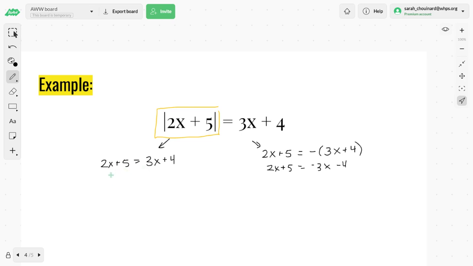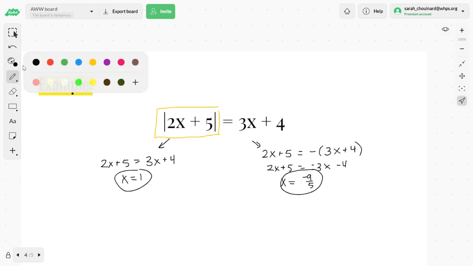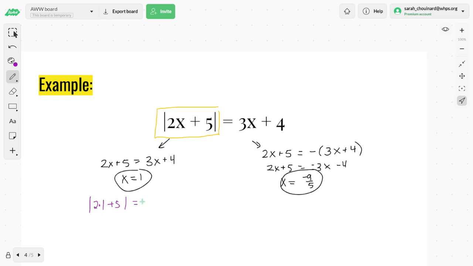And so if I solve each of these, this equation is going to give me x equals 1. And this equation is going to give me a fraction. It's going to give me -9/5. So let's go ahead and check and see if these are extraneous. So I'm going to plug in 1 for x into the original equation. 2 times 1 plus 5 is 7. 3 times 1 plus 4 is 7. So this is true. So 1 is a solution. Now we have to check -9/5.